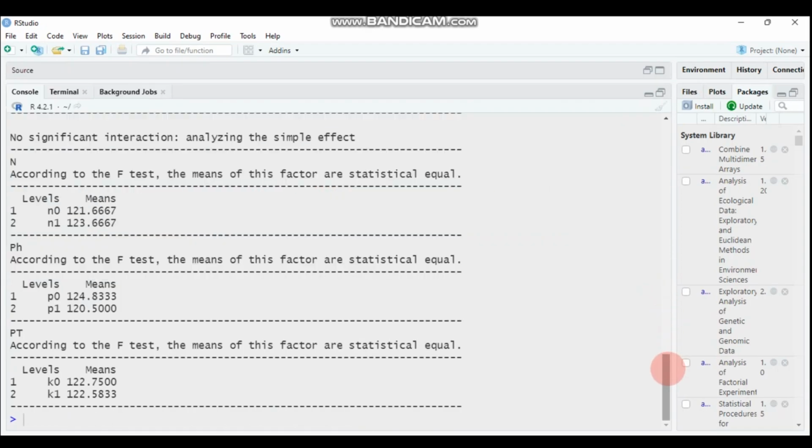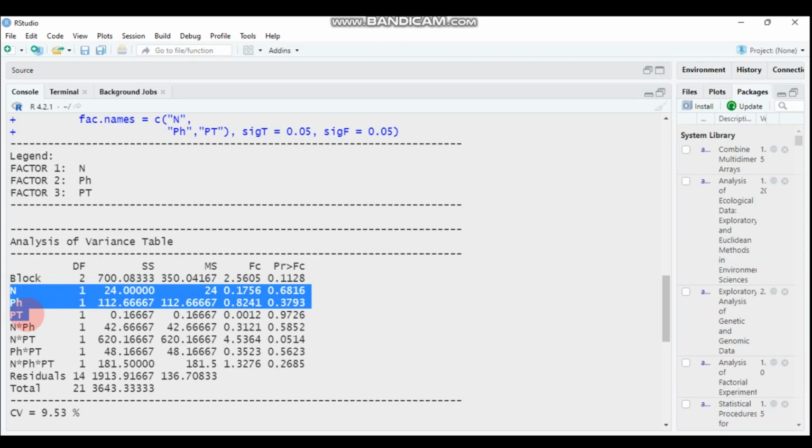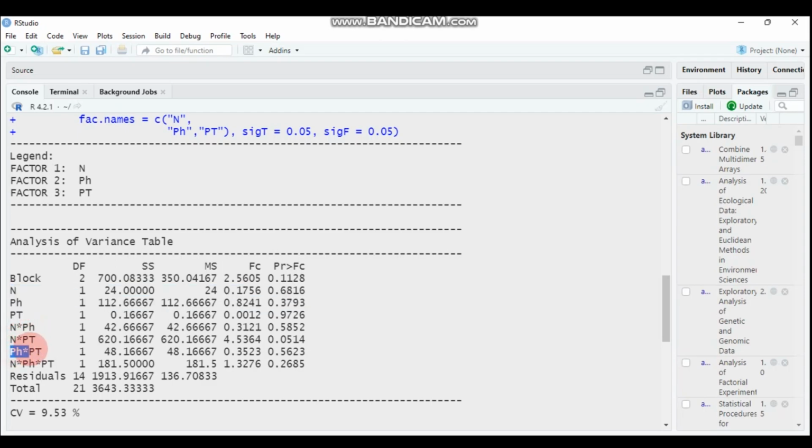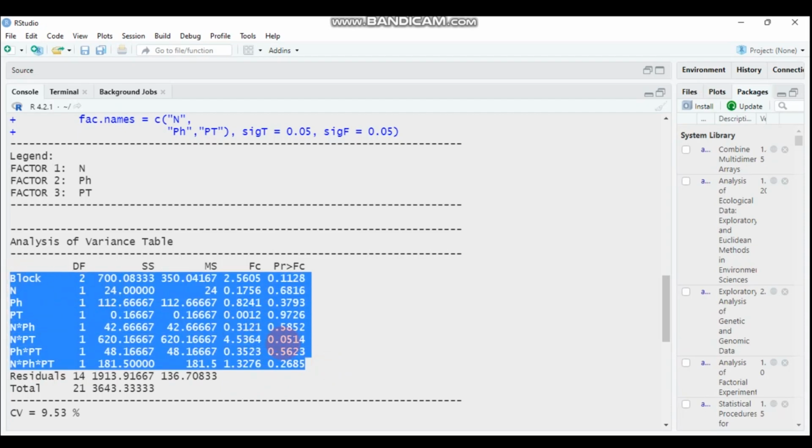The results are still similar, but here one factor is added compared to the previous one. And again, here are the block, nitrogen, phosphorus, and potassium main effects. Again, nitrogen with phosphorus, nitrogen with potassium, phosphorus with potassium, and the interaction of nitrogen, phosphorus, and potassium are still not statistically significant. So we will not go to mean separation.